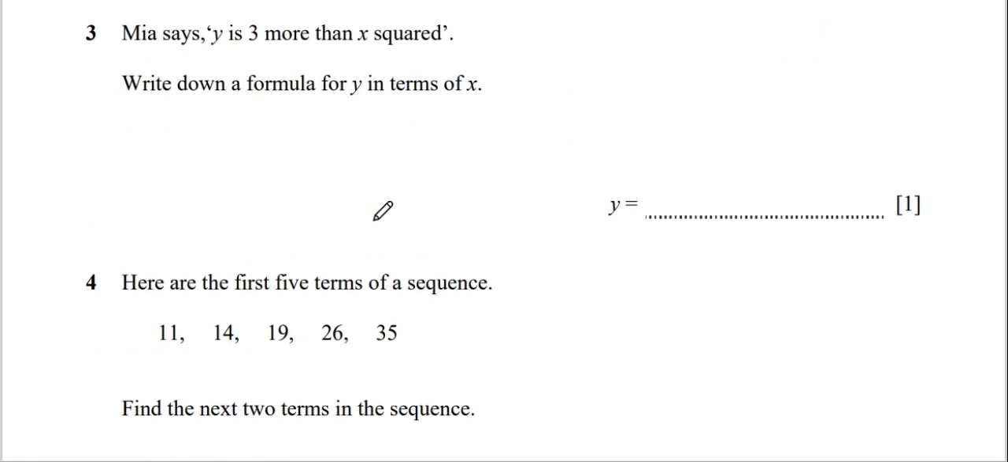Okay, so Mia says y is more than x squared. Y is 3 more than x squared. When we say that something is more than something, it simply means that when you add 3 to whatever it is more than, you will get that. So you are going to add 3 to x squared to be able to get y. We can go direct and write our answer in the space provided, which is 3 plus x squared.